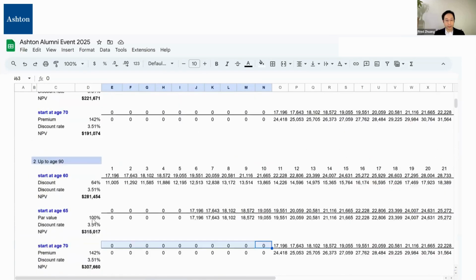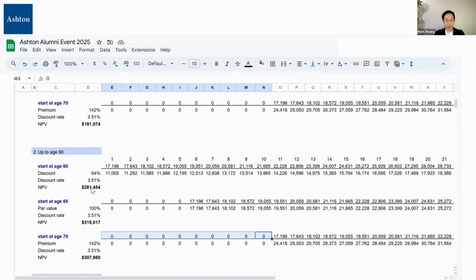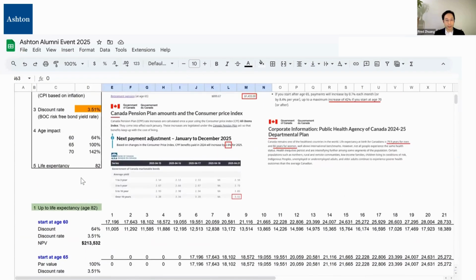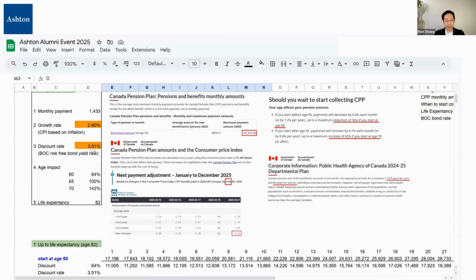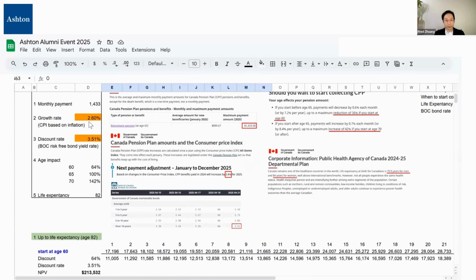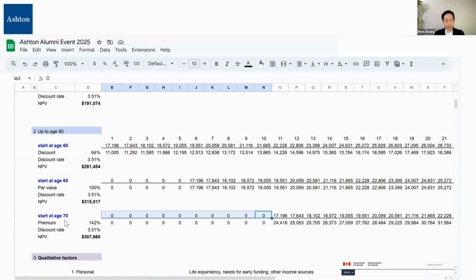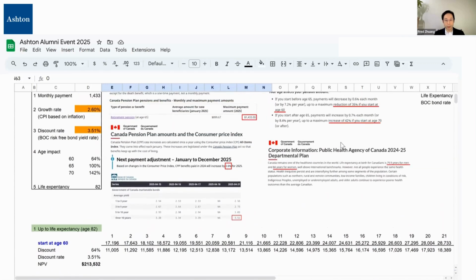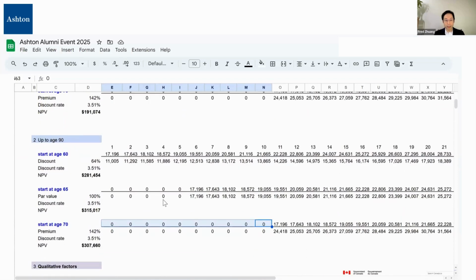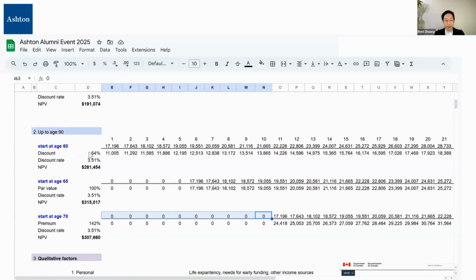One of the impacts for this is it depends on the growth rate and also the discount rate. If we make the assumption of the current growth rate based on the consumer price index and the current bond rate over the 20 years between age 70 and 90, collecting 42% more appears to be a better deal than collecting 36% less, because we can think about the difference between the two.